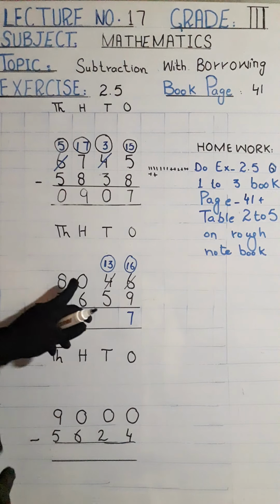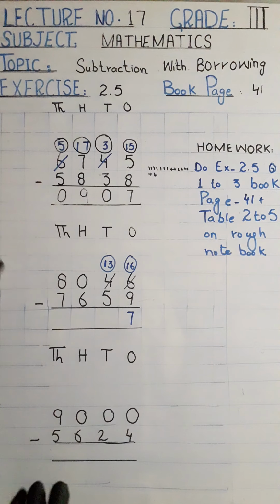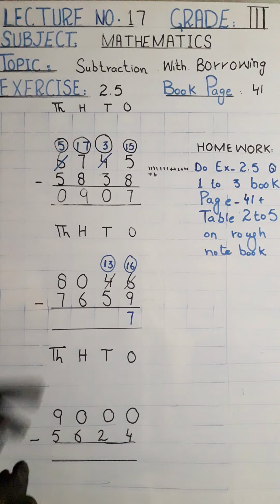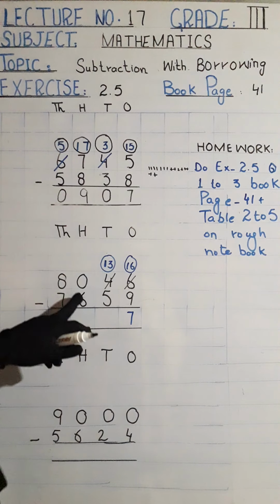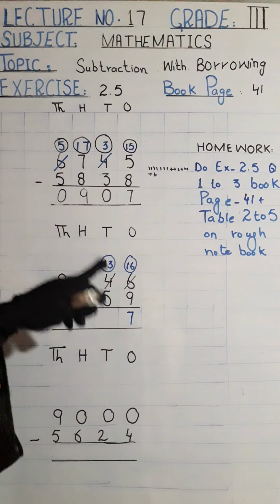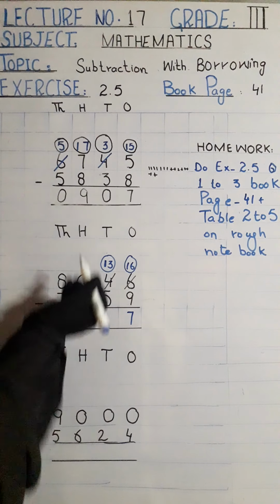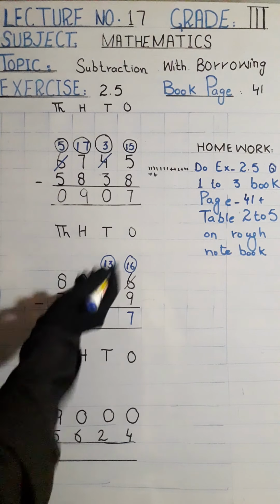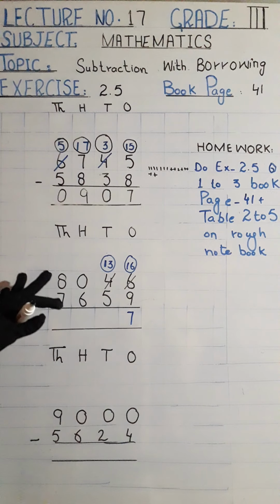Look at the hundreds digit. There is already 0. How can you borrow? How can you take 100 from here? This is possible? No, no, student. This is not possible. You first look at this number. There is already 0. You can't borrow. You can't take 1 from here. The hundreds digit first borrows from the next door.